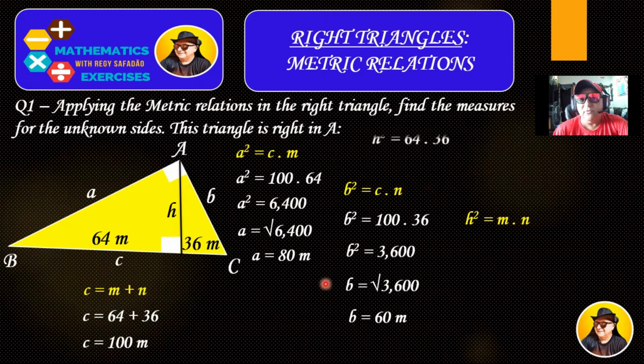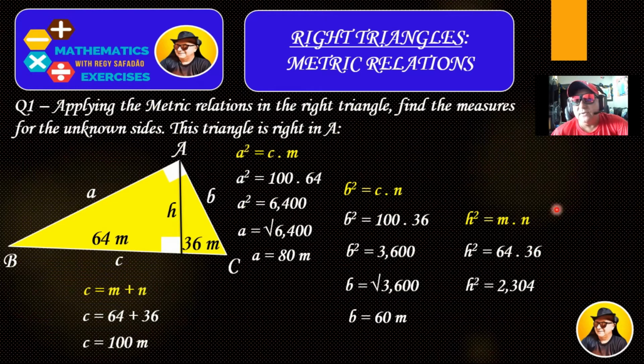Okay, and now finally we can see that H squared is 64 times 36. That is 2,304. Okay, now take the square root, and H is the square root of 2,304. That is 48. So the altitude is 48 meters.